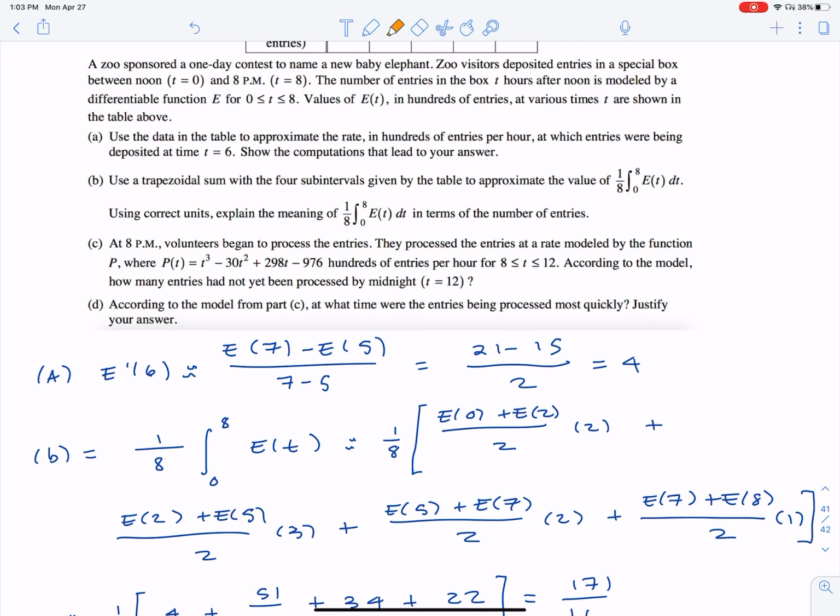At 8 p.m. noon, volunteers began to process the entries. They processed the entries at a rate of this function. So they gave us an entry. So these are being processed. This is a rate of change. And again, the units are hundreds of entries per hour. So again, it's a rate of change, and this is only good from time 8 to 12. According to the model, how many entries had not yet been processed by time t equals 12?